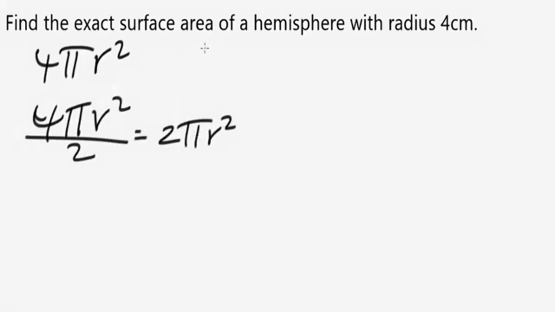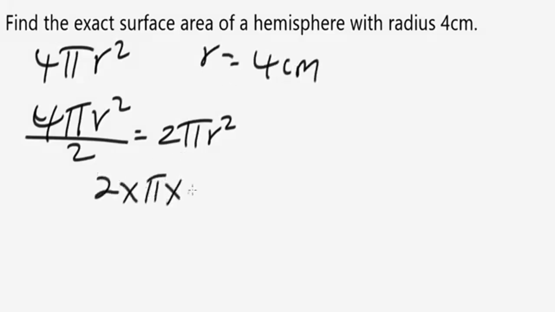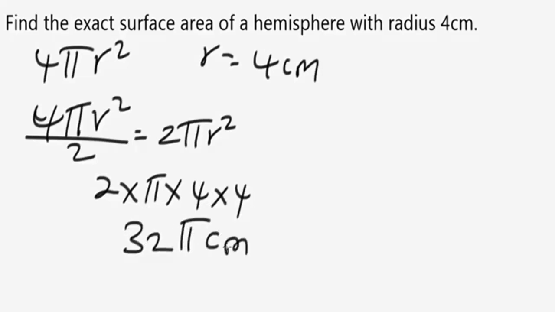In this question, our radius is 4 cm. When we plug it into this formula, we have 2 times pi times 4 times 4. 4 times 4 is 16, and 16 times 2 gives us our answer: 32 pi cm square. That will be the answer to this question. Note again that when you're asked to find the exact value of something, you should leave your answer in terms of pi.